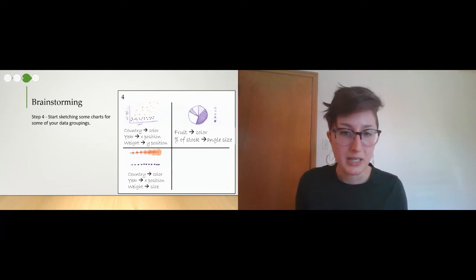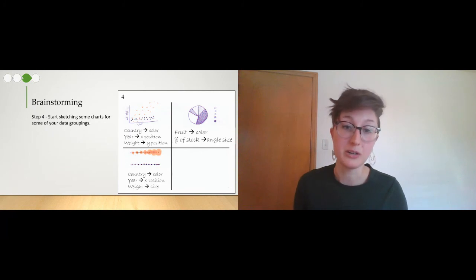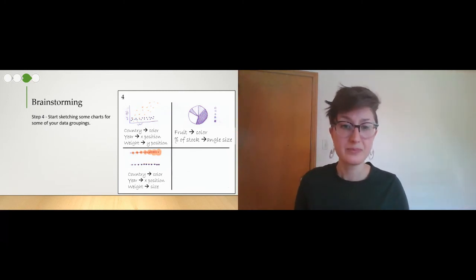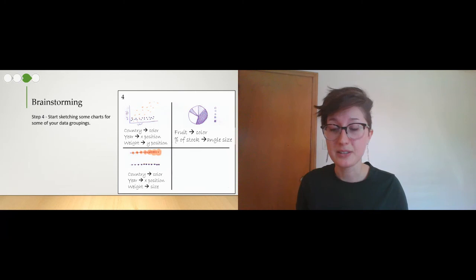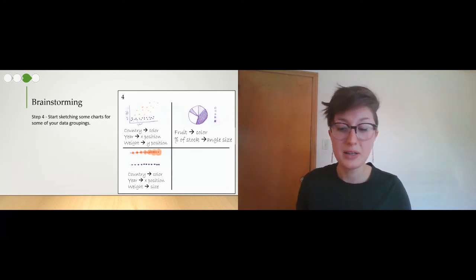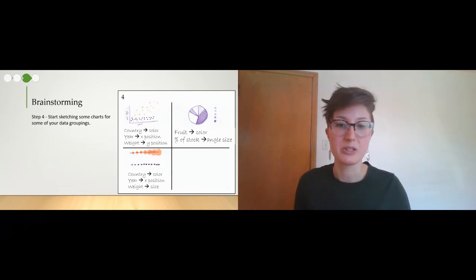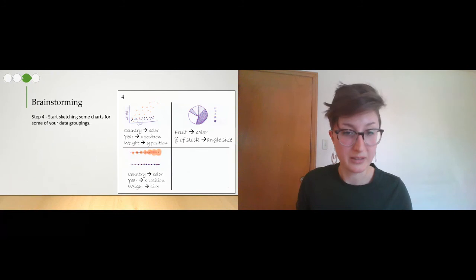And then for my other data group where I'm trying to compare country, year, and weight, I tried two different ways. One being a scatter plot, it doesn't have to be fancy, where each point is an average fruit weight per year, where year is on the x-axis and weight is on the y-axis. And I've got two colors of dot being the two countries. So you can see one country being orange and one country being black dots.